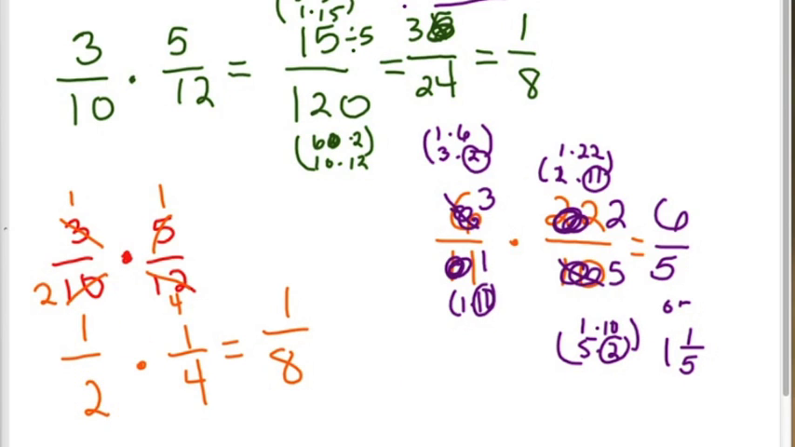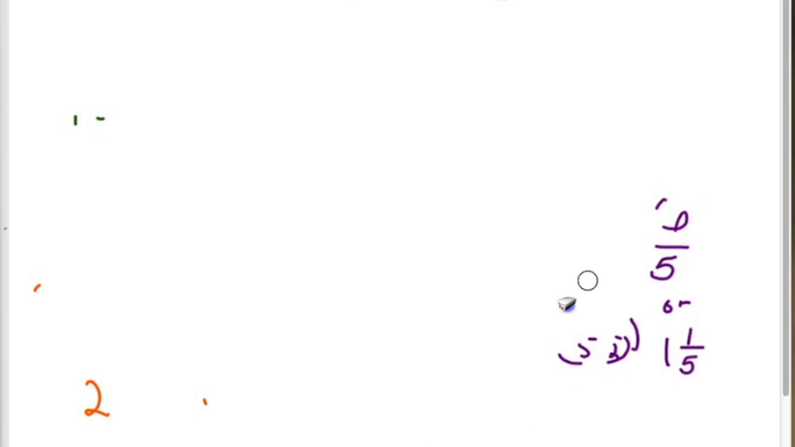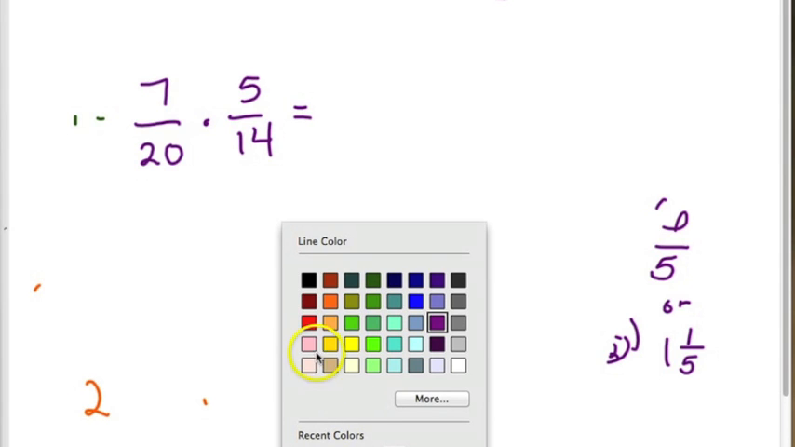Clear your page. I'm going to have to clear mine here. Let me give it a big swipe, see if it'll work. And what I want you to write down while I'm clearing this off is, I would like you to try 7/20 times 5/14. And again, you can attack it traditionally, or you can work right along with me, or pause it if you want to do it on your own.